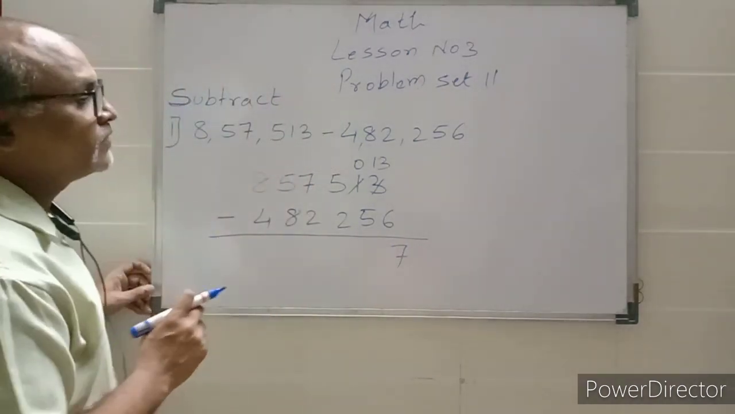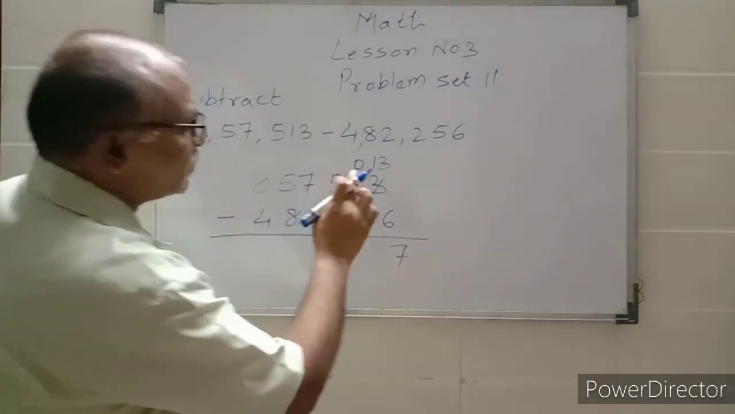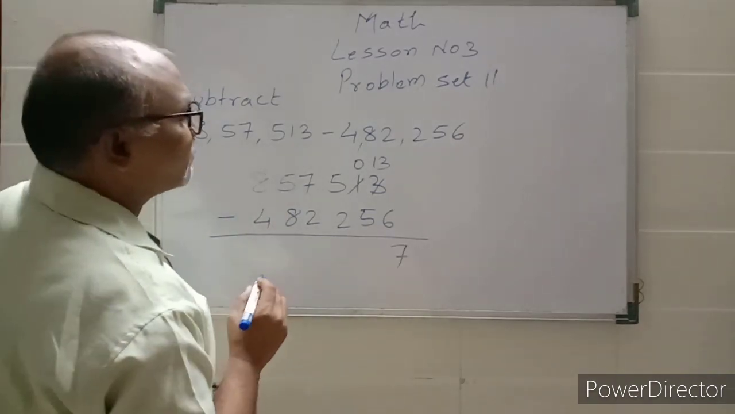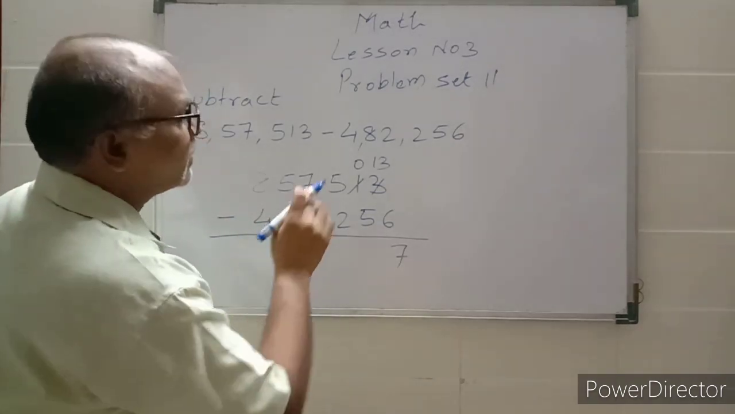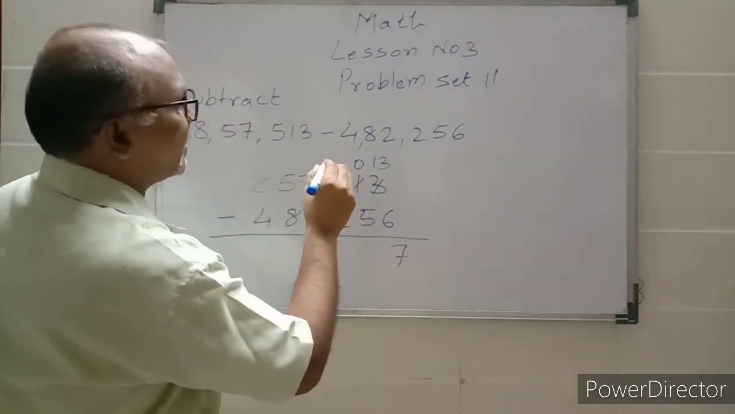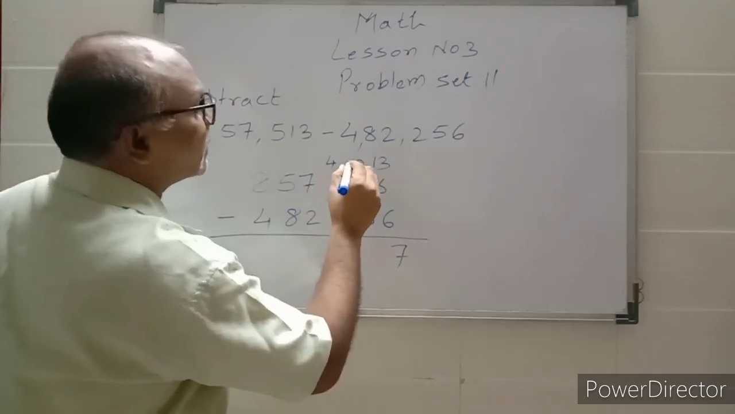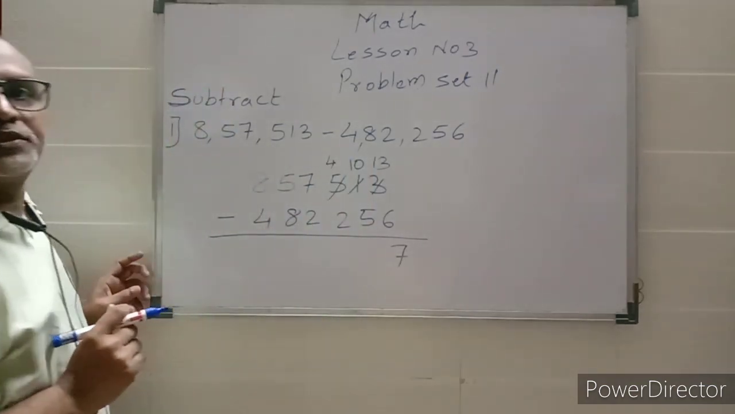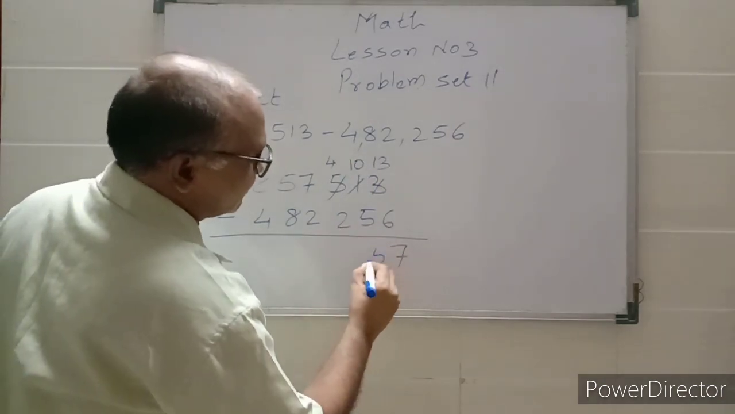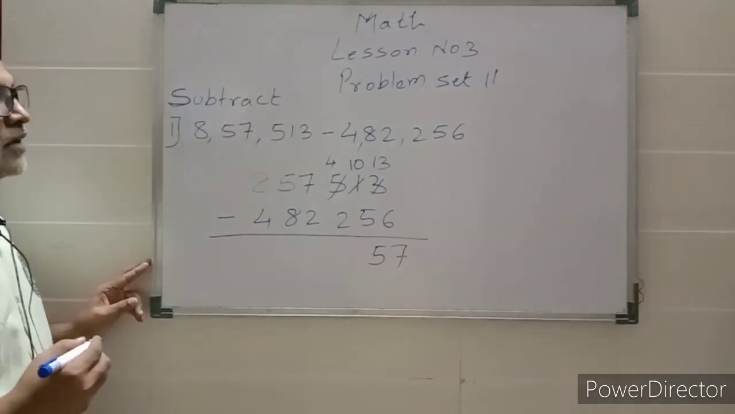Then again see. In the hundreds place we got 0 because we borrowed 1 for the unit place. So from 0 we can't subtract 5. So what will we do? We will borrow 1 from the next place, that is from 5 we will borrow 1. So this 5 we will cut and write here 4. And that 1 which we borrow, here we will write and it will become 10. Now 10 minus 5 is what? 5. Okay, 10 minus 5 is 5.